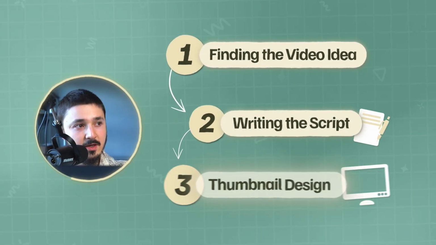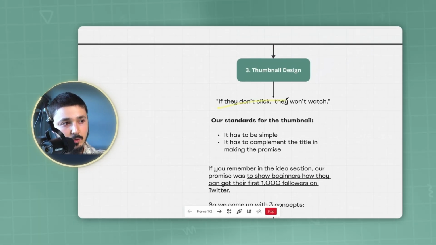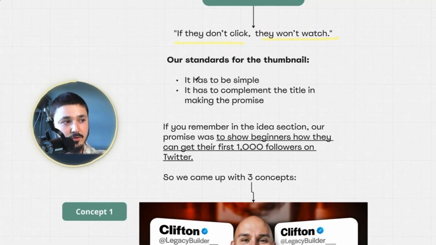Next, we have to design the thumbnail. Thumbnail is probably the most important piece of the puzzle because if they don't click, they won't watch. Our standard for the thumbnail is it has to be simple. It can't be complicated. We can't complicate it for the audience because you have about 1.2 seconds before they scroll, and if they're on mobile and scrolling on YouTube, we have to get their attention and be as simple as possible getting their attention. We can't confuse the audience, otherwise we're going to be just another video that they scrolled by in their feed.